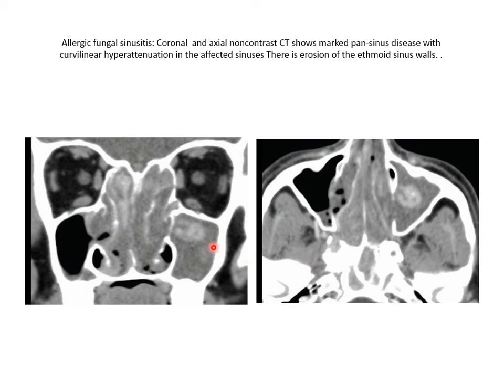Coronal and axial CT shows marked pan-sinus disease with curvilinear attenuation of the affected sinus. There is erosion of the ethmoid sinus walls. So you see high density material within the sinus. It is one of two things, either fungal or blood. In cases of trauma, it's blood. If you don't have trauma, then infection, you go fungal. And usually it's in diabetics, actually.